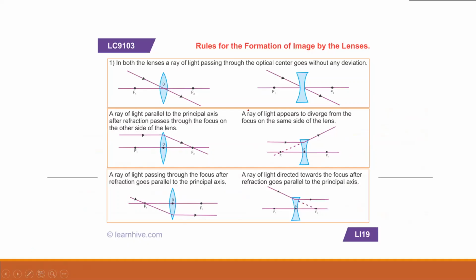Next, coming up, the rules for the formation of image by lenses. What are the different rules which you will use for the formation of image by lenses? The first rule is for the convex lens. This is your convex lens, and these are the focuses F1 and F2. There are two focuses, but which focus will play a role? F2.